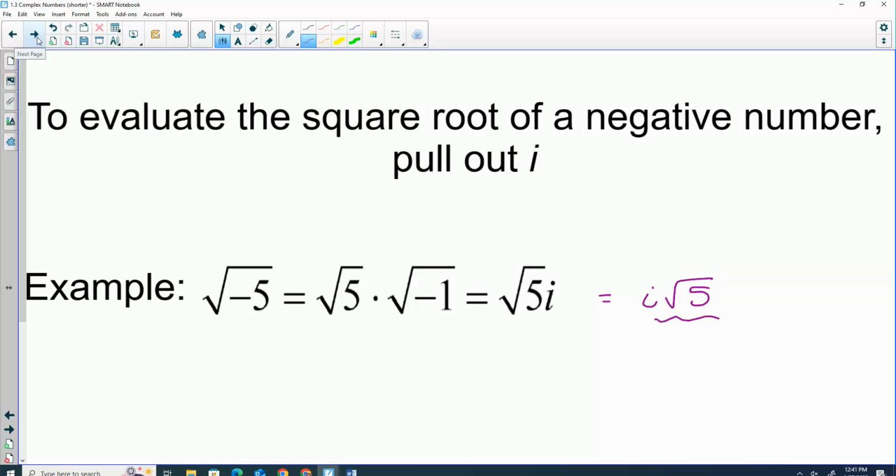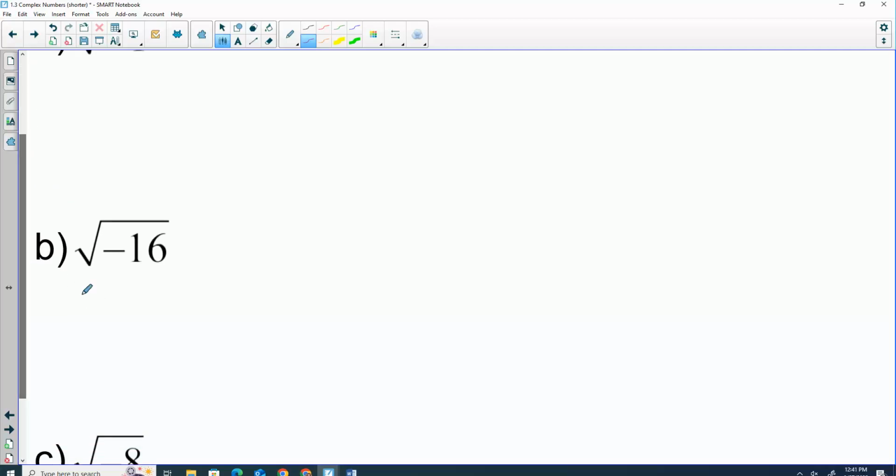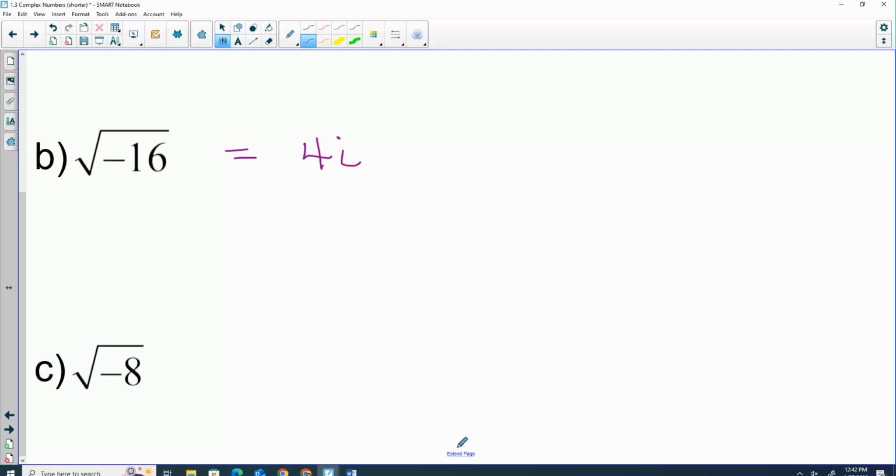All right, so I'm going to put a couple up here. Can you guys tell me, what is the square root of -1? i. What is the square root of -16? Square root of 16 is 4, and the negative makes it i. Right. Square root of -8.